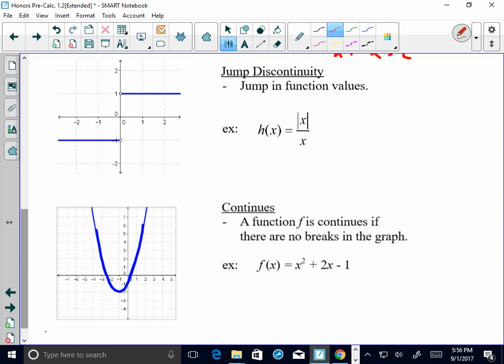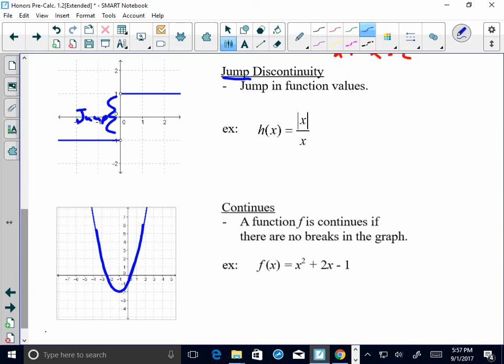Okay, so the last type of discontinuity we're going to look at is really something we see a lot more commonly in piecewise functions, which we'll look at in the next section. We're going to say that jump discontinuity happens where we have a jump in function values, right? So basically right here we're seeing our function values go from -1 to +1 at x equals 0.